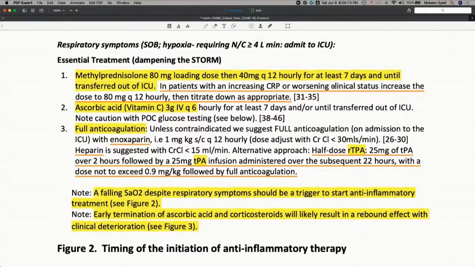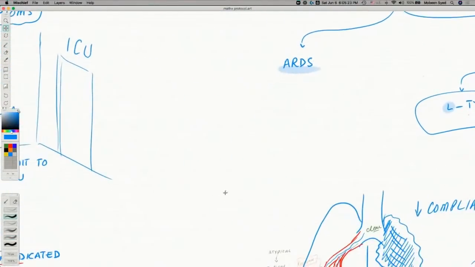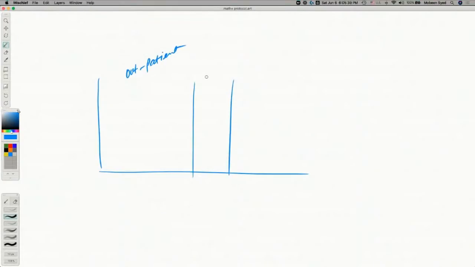They are not suggesting to start the steroids in the early part of the disease. It is actually seen in many studies that, let's say, this is the disease, and the disease has the initial outpatient stage, and then inpatient but not ICU, and then the critical stage where ICU and ventilation is done.